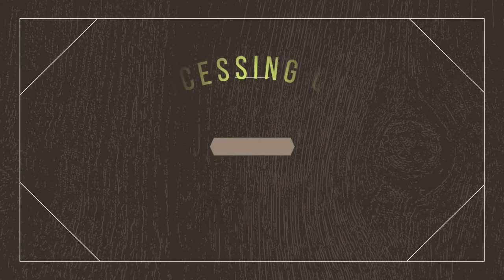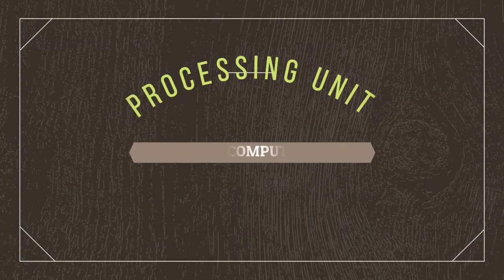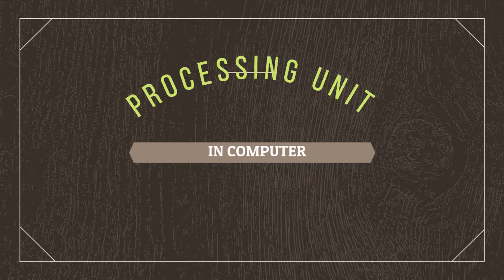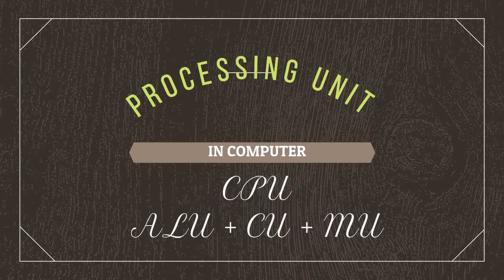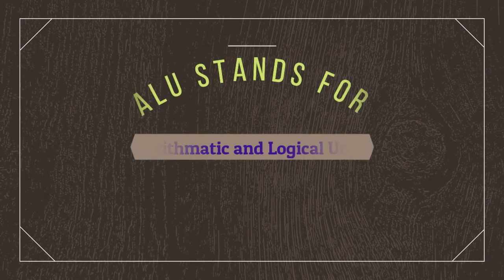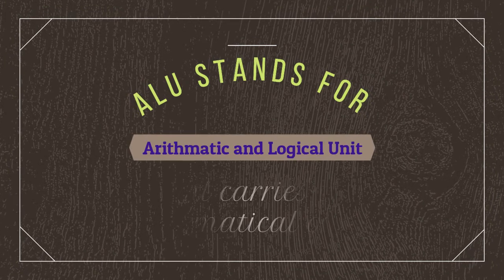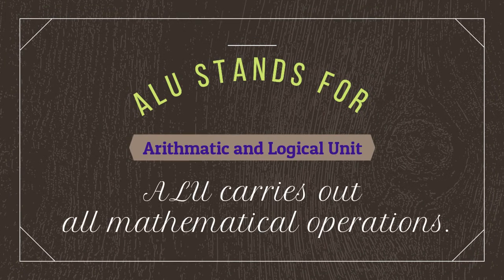So now let's talk about the processing unit. We already know the CPU inside the computer is also known as microprocessor or the processing unit. The CPU is also called the brain of the computer. CPU has three components, that is ALU, CU and MU. ALU stands for Arithmetic and Logical Unit. ALU carries out all the mathematical calculations inside the computer, like addition, subtraction, multiplication, division, etc.